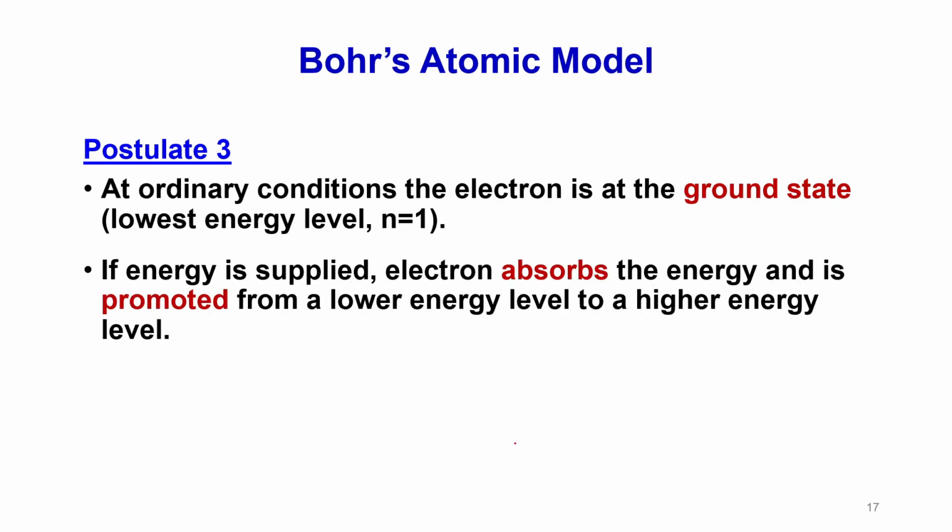Elektron diujakan. If energy is supplied, electron absorbs the energy and is promoted from lower energy level to a higher energy level. Maksudnya dia daripada aras yang rendah, dia pergi kepada aras yang lebih tinggi. So the process is called excitation. Excitation ni maksudnya pengujaan. Maksudnya kita ujakan dia punya elektron tadi. Okay, postulate yang ketiga ni.